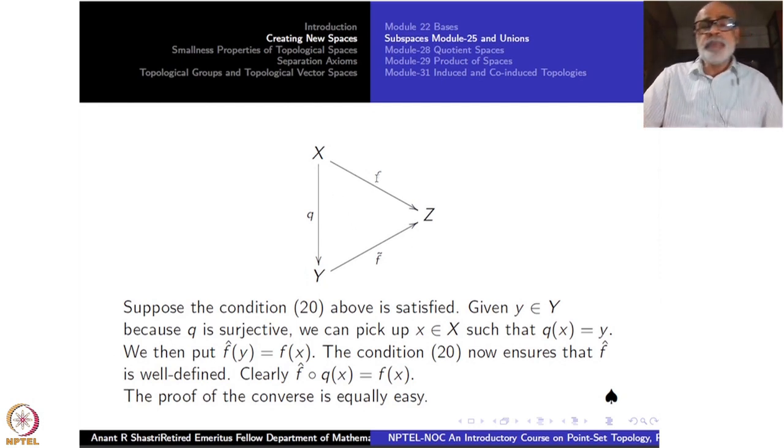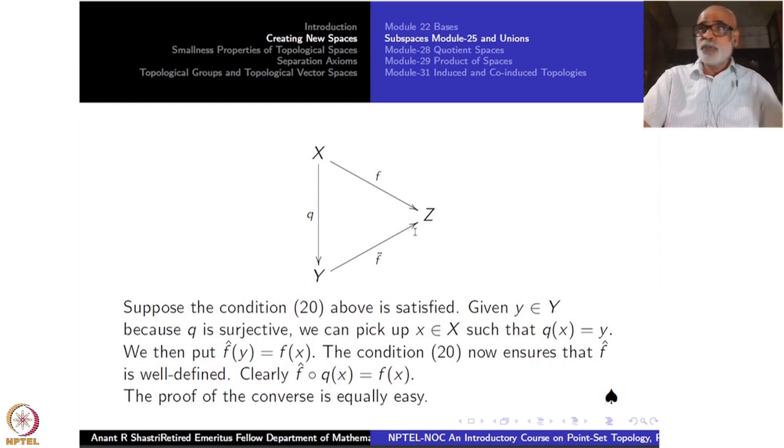Conversely, if that happens, how do I define f tilde from Y to Z? Take up a point here. You can think of this as an equivalence class. It is coming from q of something. Take f of that to be f tilde of this, that's all. So if y is q(x), I will define f tilde(y) to be f(x), that's all. So this is function theoretic.